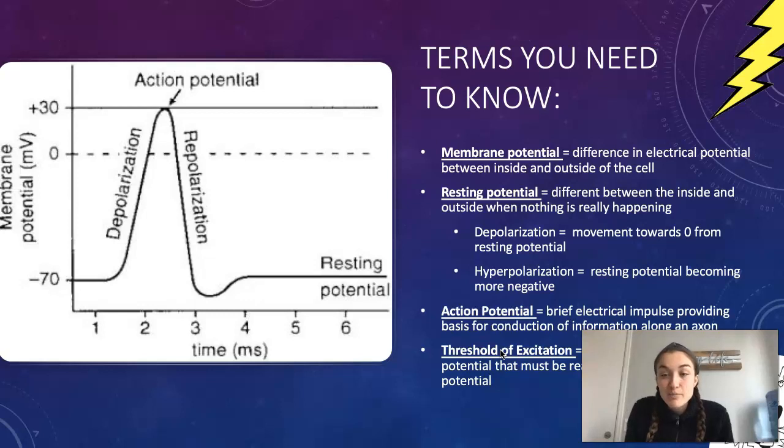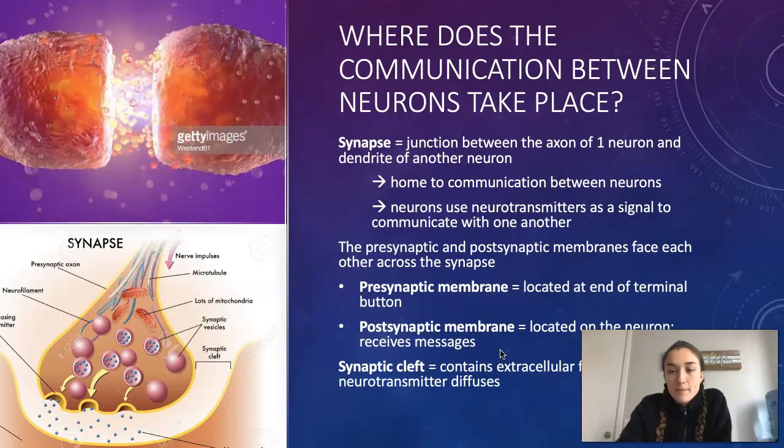Action potential is the brief electrical impulse providing the basis for conduction of information along an axon. We're going to be talking about the action potential quite a bit. Threshold of excitation is the value of membrane potential that must be reached to cause an action potential. So those seem kind of crazy. We're going to go into it a little bit more.